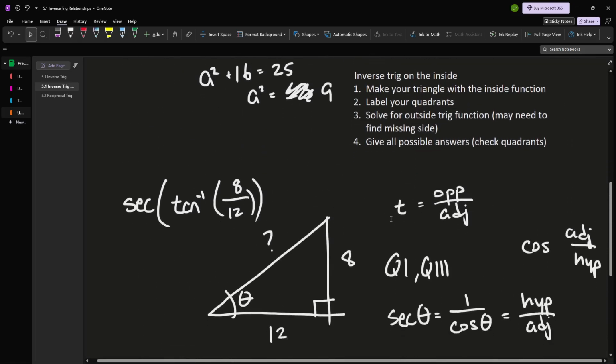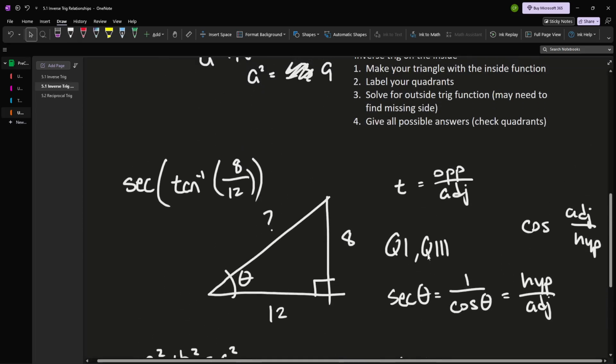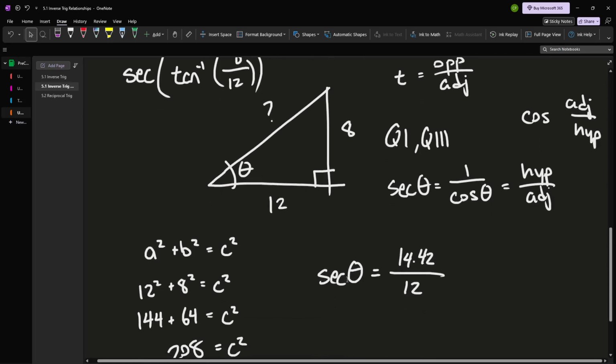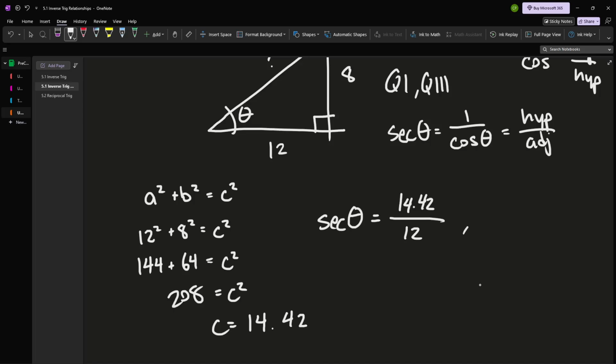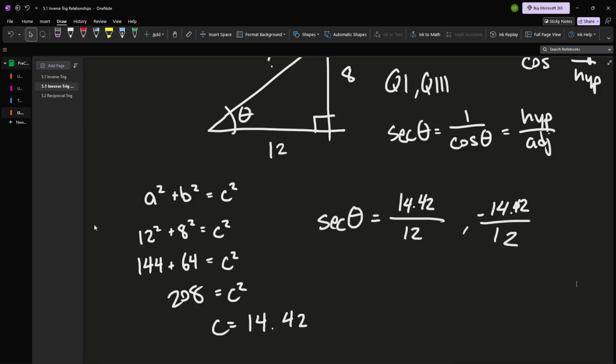Now that I've solved for the outside trig function, secant of theta must be 14.42 over 12. I look at the quadrants to give all possible answers. Secant and tangent do not fully overlap. So therefore, in quadrant 1, secant or cosine is positive, and in quadrant 3, cosine is negative. So my answers are 14.42 over 12, as well as negative 14.42 over 12. We can give these in decimal, but since it is a ratio, I will accept these as fractions.